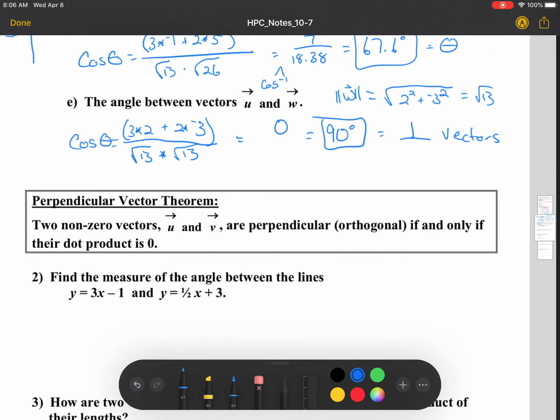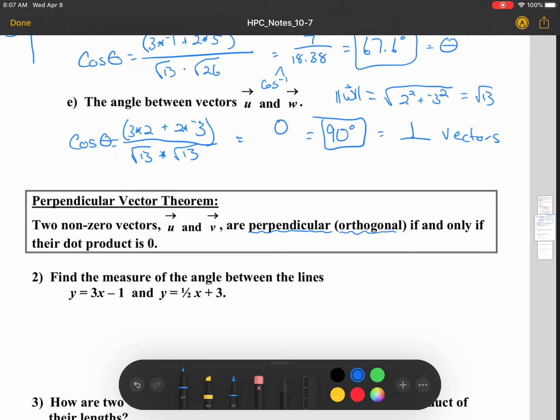As you can see going down right below this, in our perpendicular vector theorem, we talk about how every time you get a 0 in the numerator when doing your dot product or angle between two vectors theorem, whenever you get a 0 in the numerator, we know it's orthogonal, right?